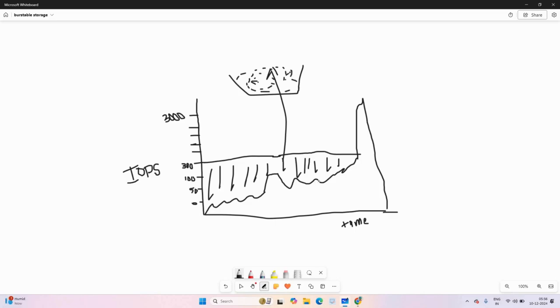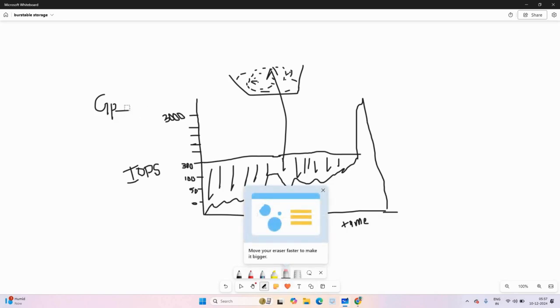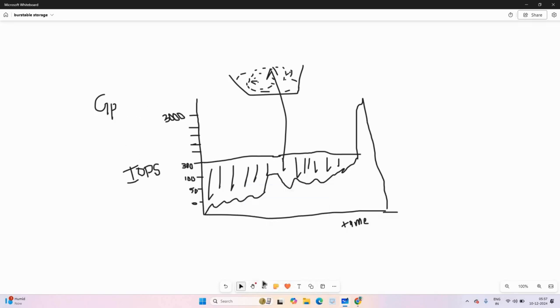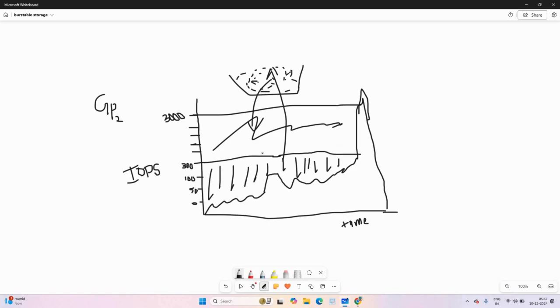So when suddenly the user input output increases, this GP2 will manage up to 3000. When it is increased up to 3000, it will manage this using this unused IOPS. So that is called burstable.